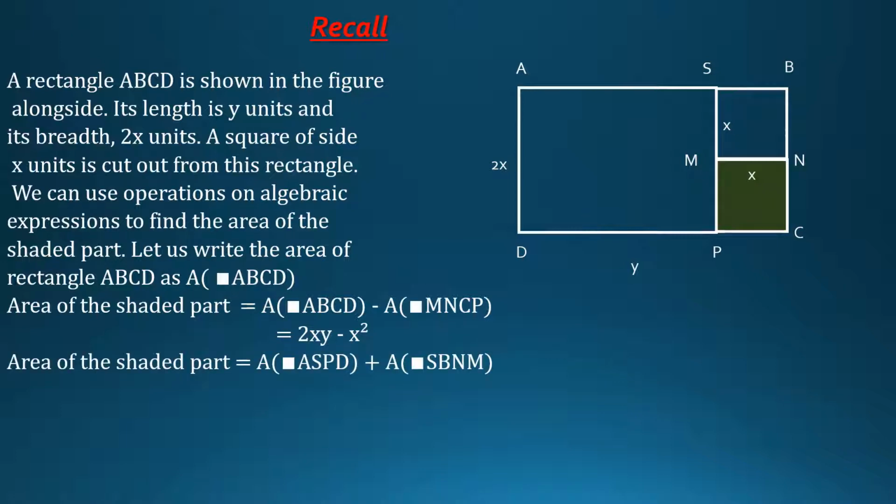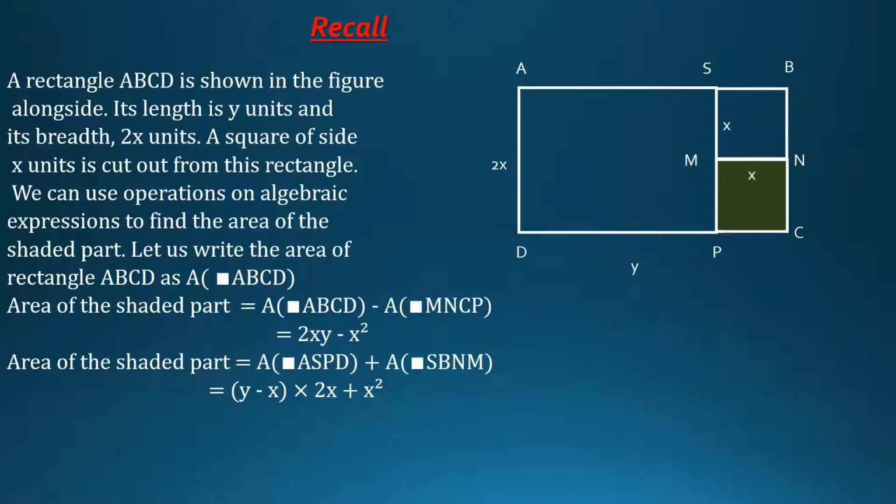Alternatively, area of the shaded part is equal to area of rectangle ASPD plus area of square SBNM. Area of rectangle ASPD, which is a rectangle whose length is y minus x and breadth is 2x. So area of rectangle formula is length into breadth, so it will be y minus x into 2x.